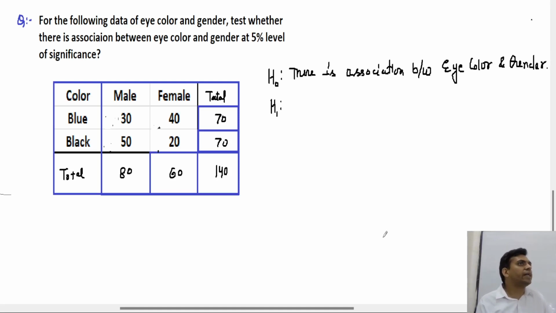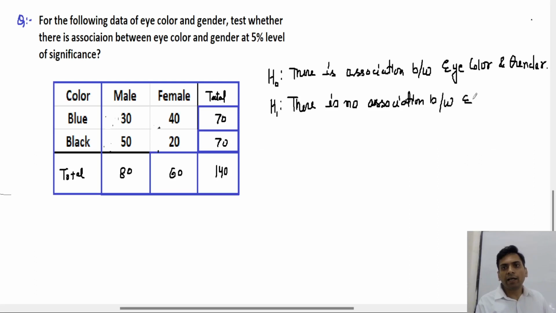Now in alternative hypothesis, what you will write? Yes, there is no association between eye color and gender. Clear? This is first task. Now second task is what?